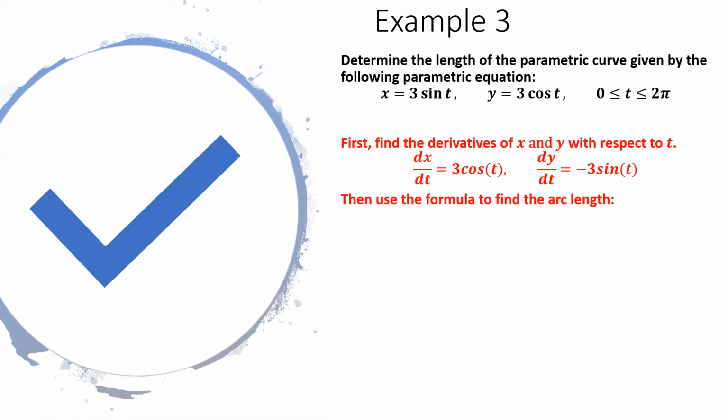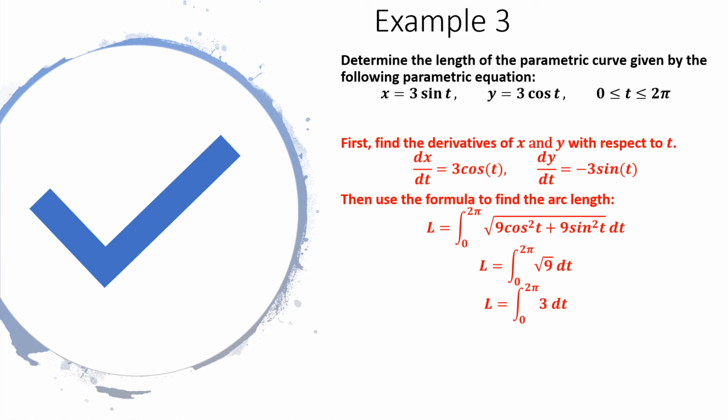Now I'm going to use my arc length formula. So I have the integral from 0 to 2 pi of the square root of dx dt squared, which is 9 cosine squared t, plus dy dt squared, which is 9 sine squared t. Cleaning that up, remember sine squared plus cosine squared equals 1. So if I factor out a 9, I'm left with 9 times 1, which is 9. The square root of 9 is 3. The integral of 3 is 3t from 0 to 2 pi. And so I'm left with a final arc length of 6 pi.